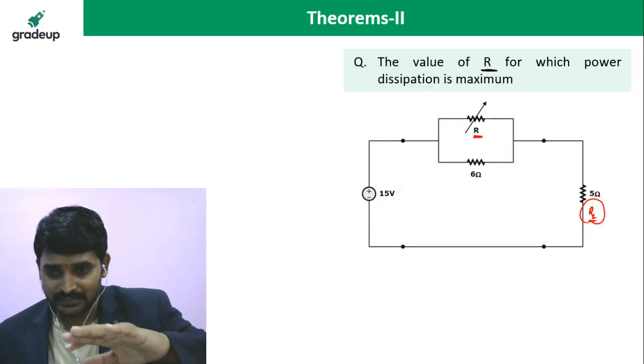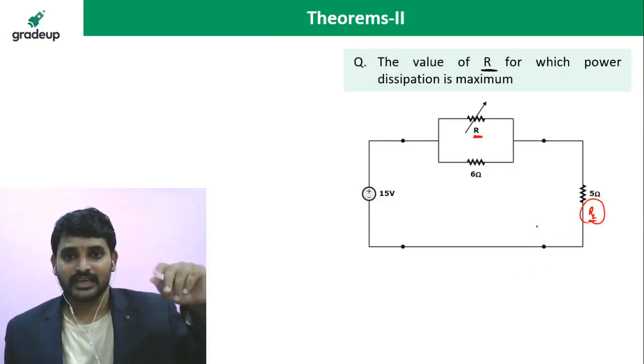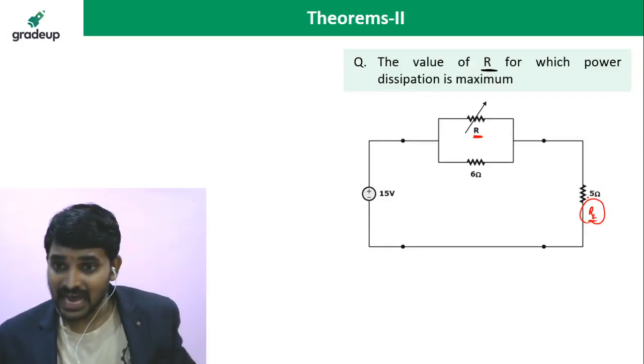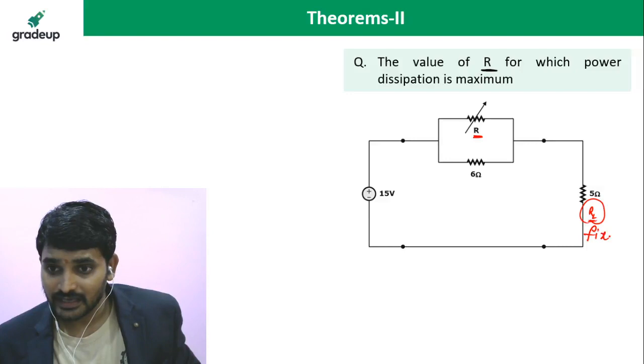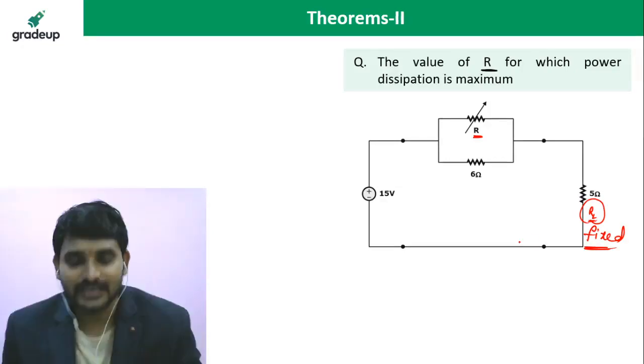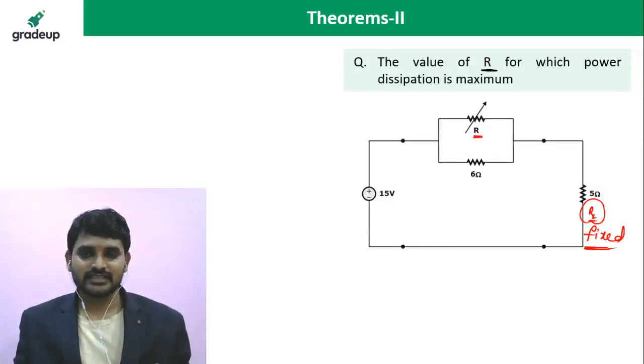This model is not the same as the previous model. The previous model is RL variable. Here RL is fixed. When load resistance is fixed, you have to adjust the medium resistance.